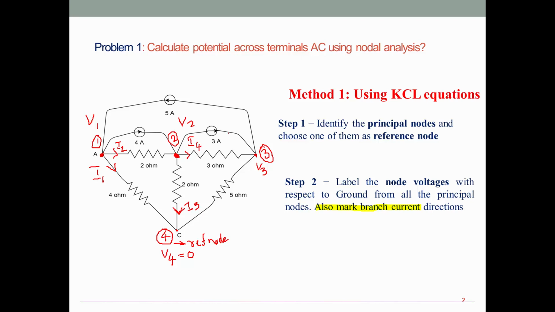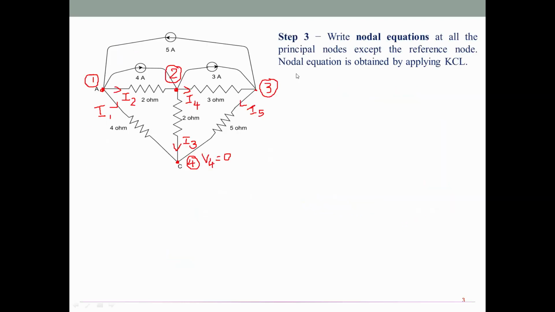Then coming to node number 3, there are 4 different branches connected here. Among these, 3 of the branches already have current direction and only 5 ohm does not. Let's fix the direction for 5 ohm as I5. So all these directions are chosen randomly. Step 3, write down the nodal equation at all principal nodes except the reference node.